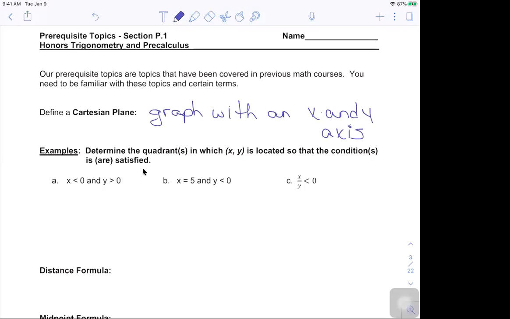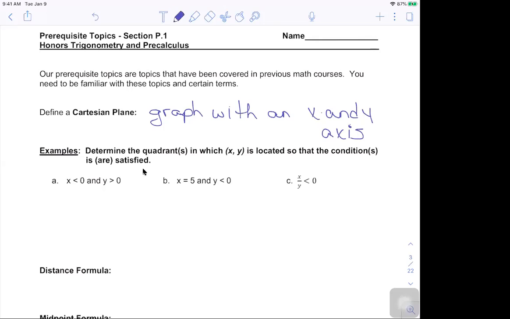So a guy named Rene Descartes, he was the one who created the Cartesian plane, the XY axis. So he's a mathematician, and he was credited for starting this XY axis graphing system. But fancy name, he's French. Cartesian is French. So he came up with that name.